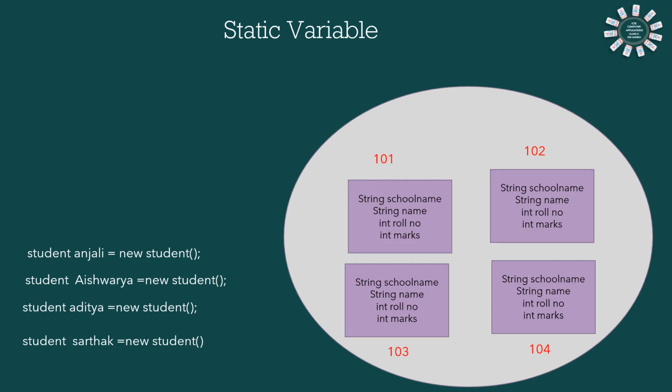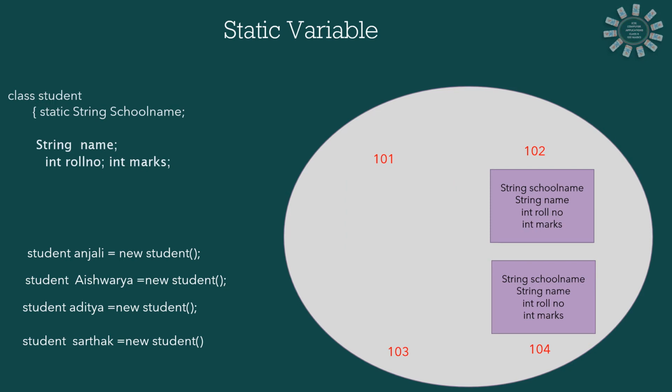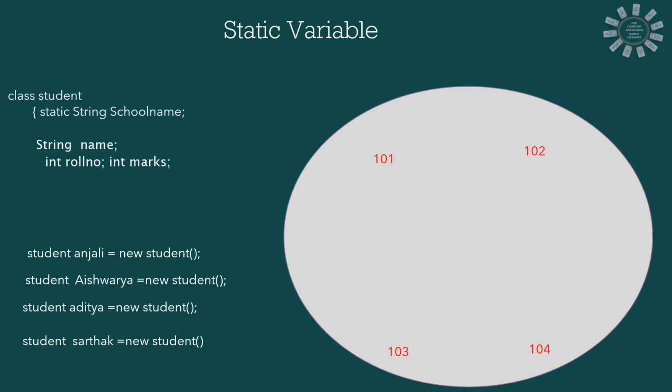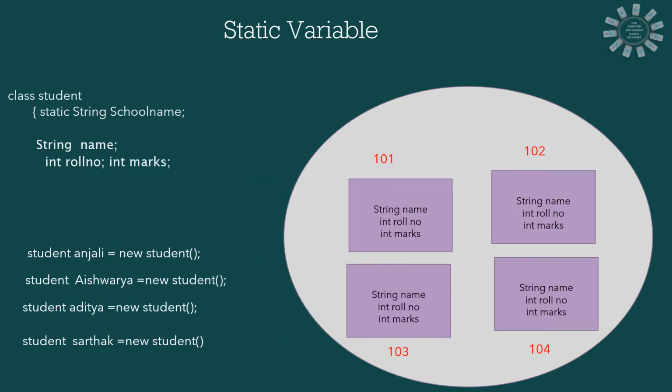And now see the difference if we declare a variable as static. For example, here we have declared schoolName as static. School name can be common to all the student objects. So here, when we create the school name as static, the instance variables will be created separately for each object. That means name, rollNumber and marks can be different according to the objects. And now the school name is a static variable.